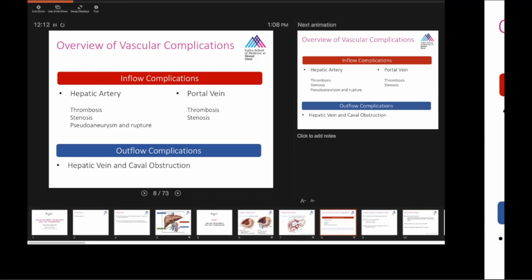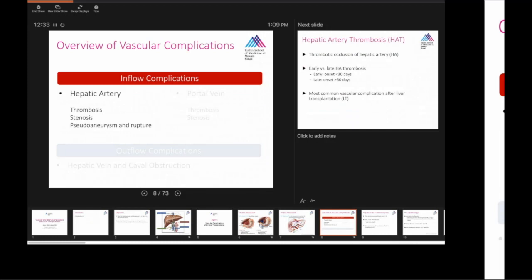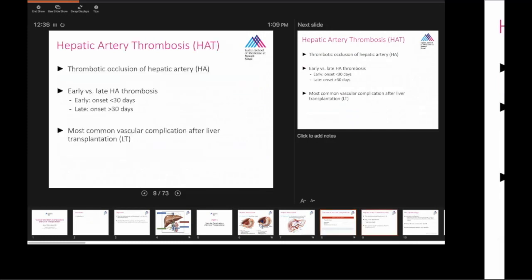When I talk about the vascular complications, I thought it would be good to divide it into complications involving inflow, which is the hepatic artery and the portal vein, and those involving outflow, which is the hepatic vein and the vena cava. So we'll start with the hepatic artery.